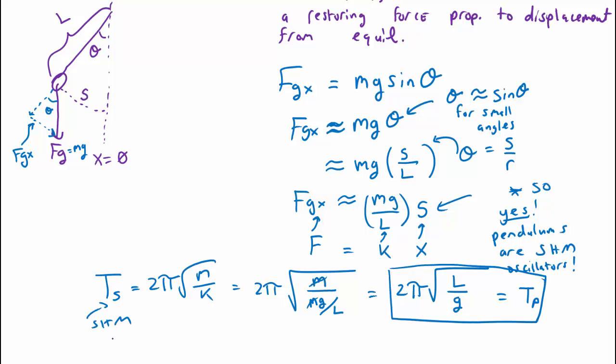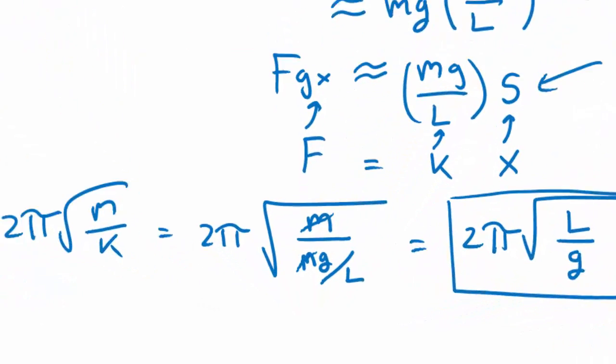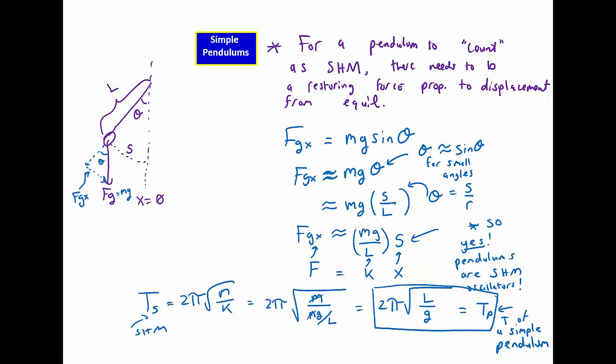So this was our SHM oscillator that we already are familiar with, the spring. And so this T_p is going to be the period of a simple pendulum. So now we have a new expression. Notice, mass does not affect the period. There's no m in there. It canceled out. It was independent of the mass. And you'll notice that the amplitude is not in there either, so that's not going to affect the period of this.